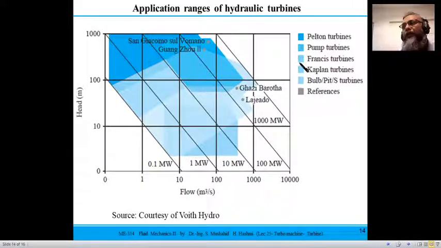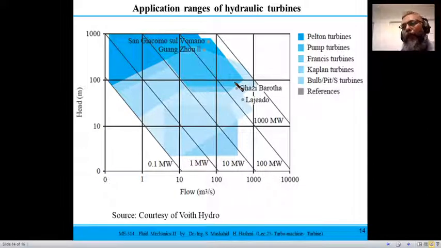If you see Francis turbine, which is a mixed flow turbine, Kaplan is an axial flow turbine. The much lighter color is called an axial flow turbine. So this would be the range in which power and head requirement fall. Here you see Ghazi Barotha, which is in Pakistan. That hydro project is in Khyber Pakhtunkhwa, and it is a Francis turbine, a mixed flow turbine. Each turbine is in the order of about 290 megawatt. They have 5 turbines on the same dam, so about 1450 megawatt is being produced overall here.